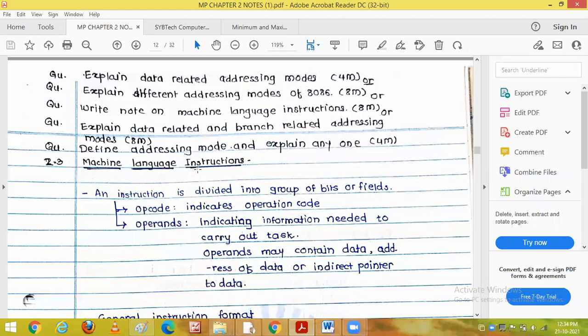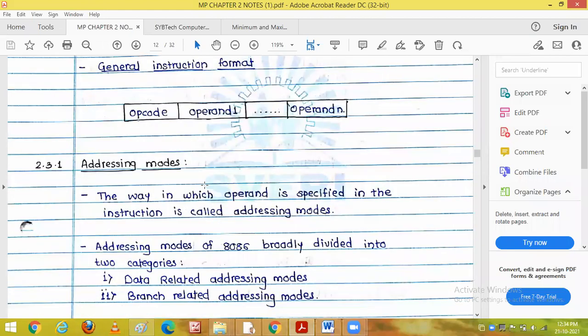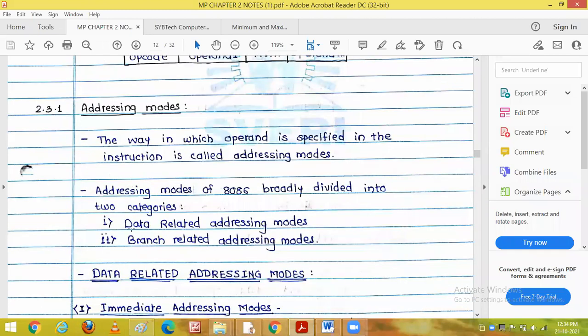If we study machine language instructions, all these machine instructions are converted into 0 and 1 for the understanding of the microprocessor. So in this they have to be categorized into two parts. One is addressing modes. There are two types of addressing modes: data related addressing modes and branch related addressing modes.